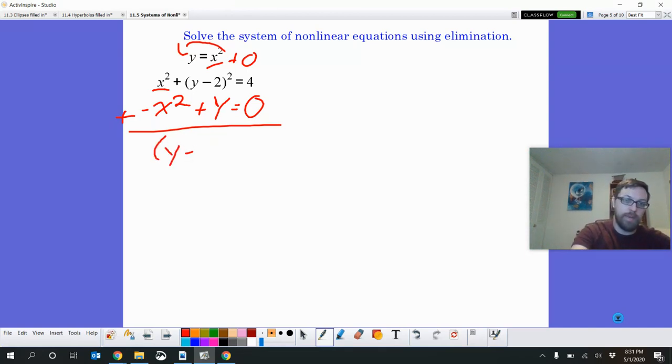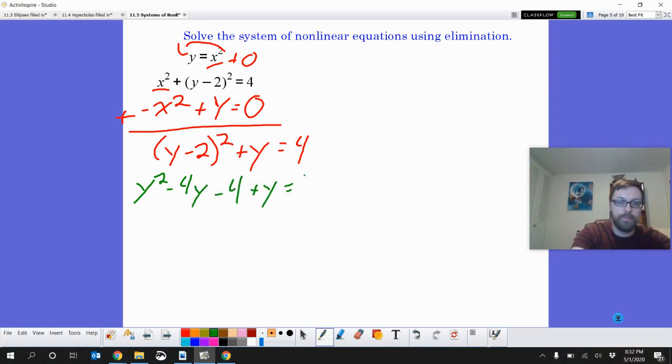The x squared plus a negative x squared is no more x squareds. We get (y minus 2) squared plus a y, because this doesn't really match with anything, so it's just plus a y. And then 4 plus 0, that's 4. Now, in order to finish solving, I need to FOIL this to combine it with the y so I can get a nice quadratic, and then I'll solve what's left over. When I square the binomial, I get y squared minus 4y plus 4 plus y equals 4.